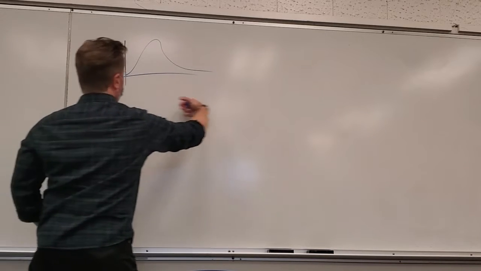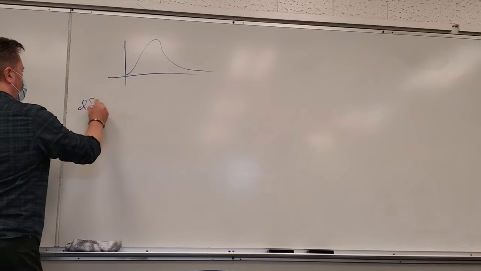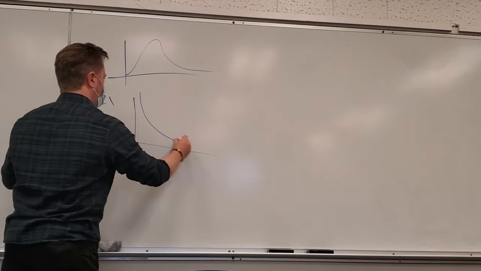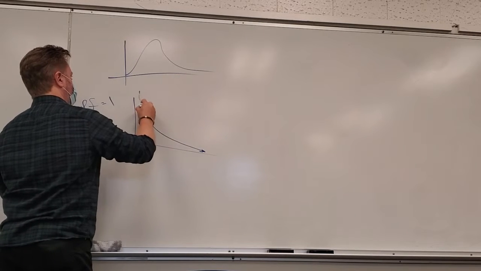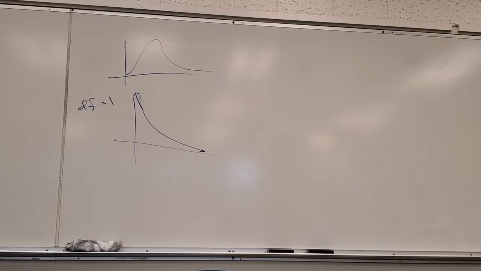Right, so it's skewed right. And to be really honest, if my degrees of freedom were 1, meaning I only have a sample size of 2, it looks like this, which is exceptionally funky. Okay. All right.